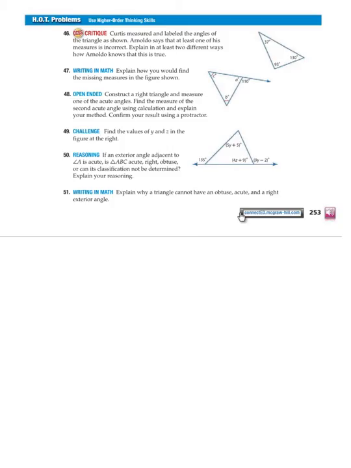All right, the last one that I've assigned you is 49. It's a challenge. Let's see how we can do with 49. Find the values of y and z in the figure at the right. Now, we have two variables. So, in the back of my mind, I'm not going to be upset if I have to find a system. Don't think I'm going to. I think I see a way to do it without. But I'm not going to be upset if I do.